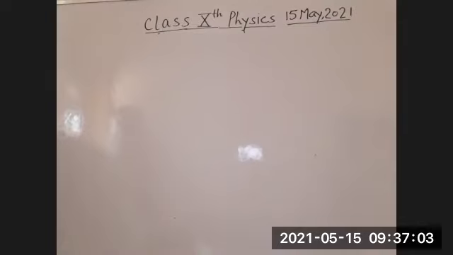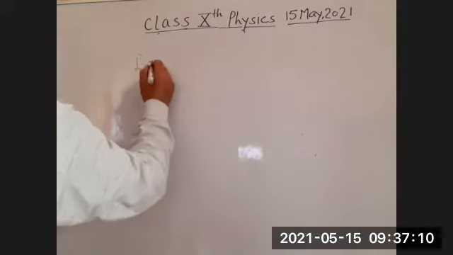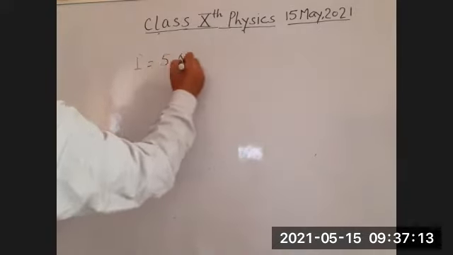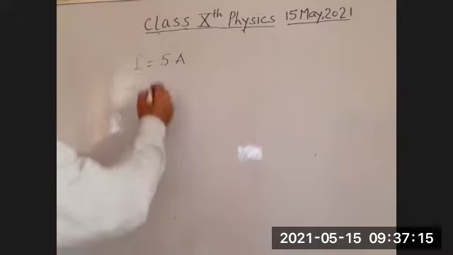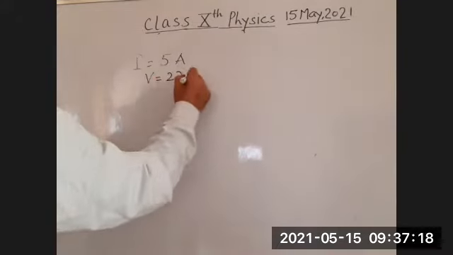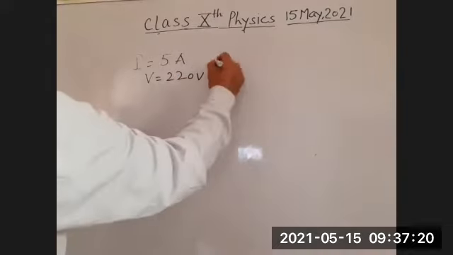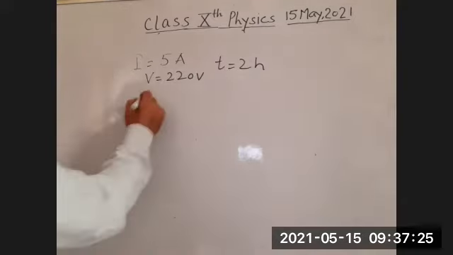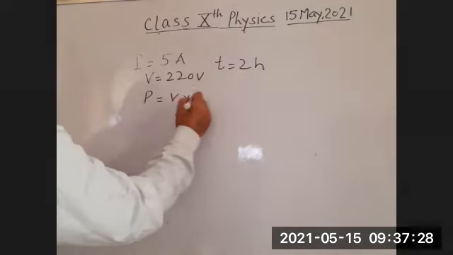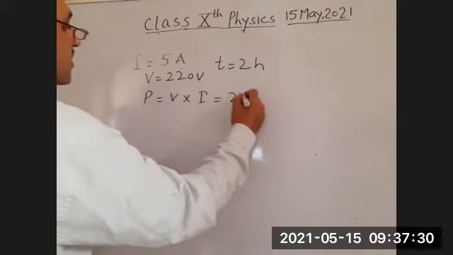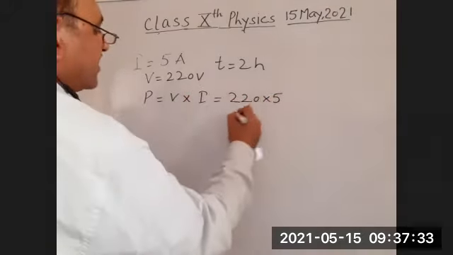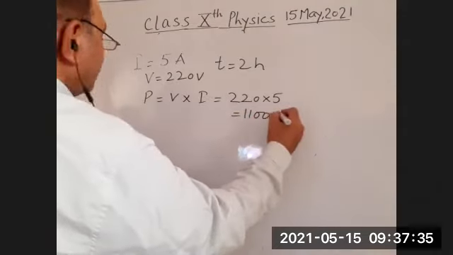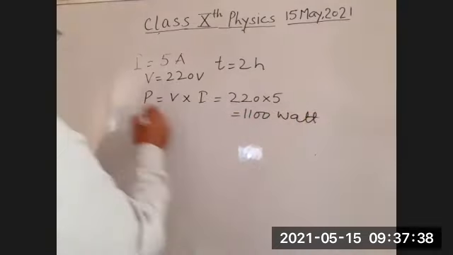The given value of current I is 5 ampere. Is it clear, students? The potential difference is given as 220 volt, and the time is given as 2 hours. Now for calculating power, P = V × I. 220 multiplied by 5 is equal to 1100 watt. First step is clear, students.